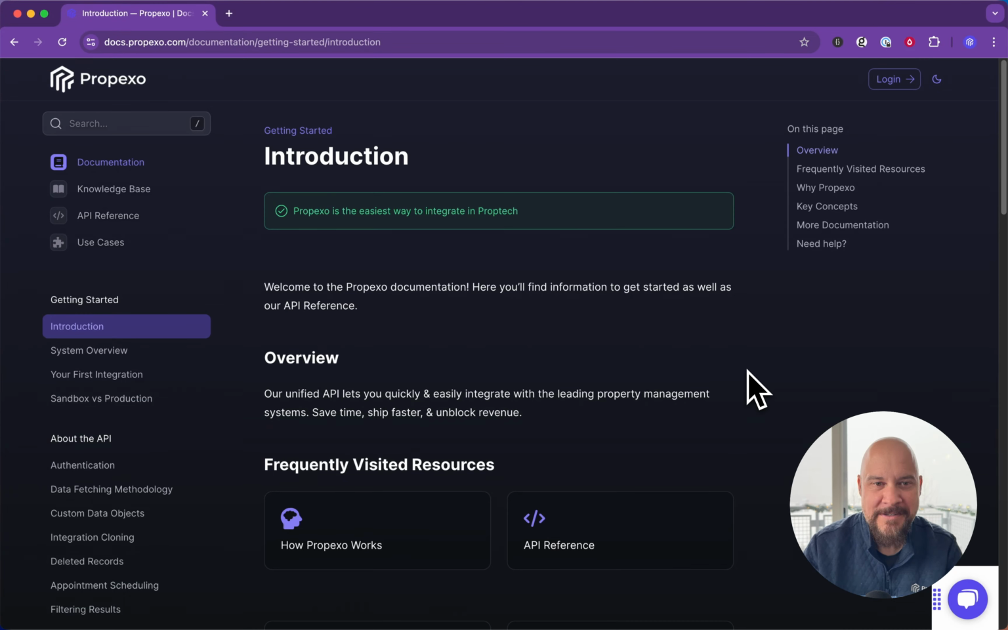I'm CTO at Propexo, and I wanted to take a minute just to give you an introduction to our public documentation, just to give you an idea of how things are organized. When you first arrive at the docs, you'll see navigation on the left, and this is what I'll be focusing on mostly. Firstly, the knowledge base.